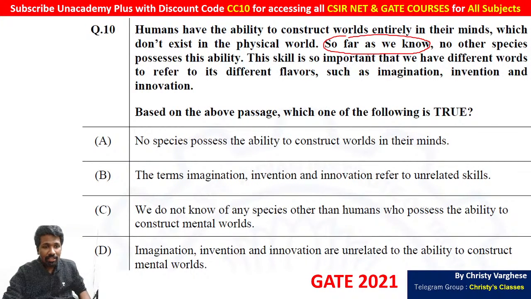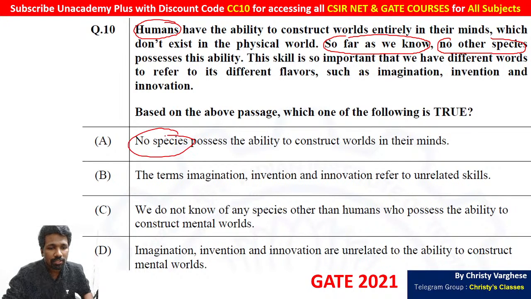Again, the second reason, option A is wrong. It is told no other species. No other species means human beings possess such ability. So human beings is one of the species. So no species means it is saying that human beings also do not possess it. So definitely that is wrong. So option A is wrong. That is the reason.